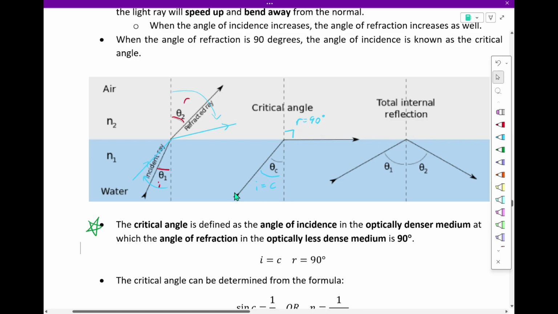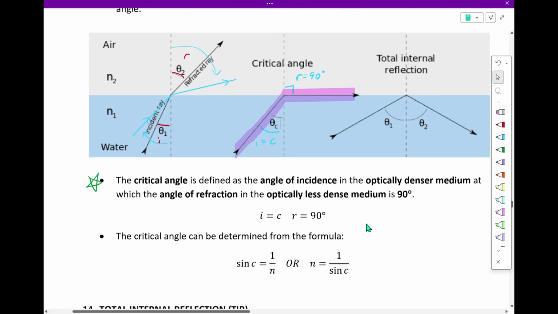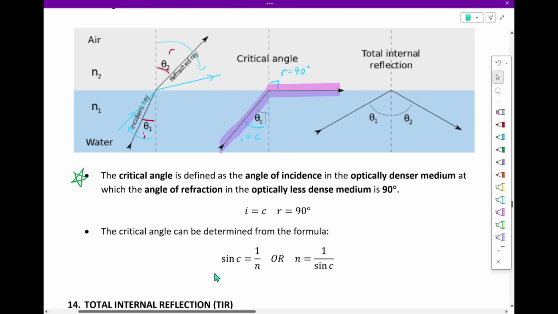So basically, my light ray will travel in this way, and then it will go 90 degrees along the surface itself. Okay, so for your critical angle, you can form the equation n equals 1 over sine c. Now, if you remember, we normally use sine i over sine r, right? Where on top should be the bigger angle. So if you notice this, it's actually sine r over sine i, because we are moving from more dense to less dense. Remember, the bigger angle is always on top.